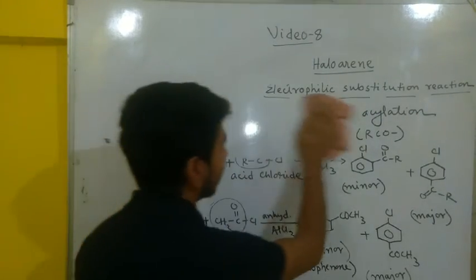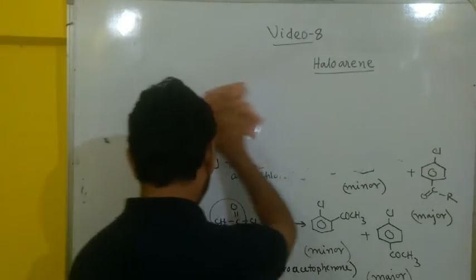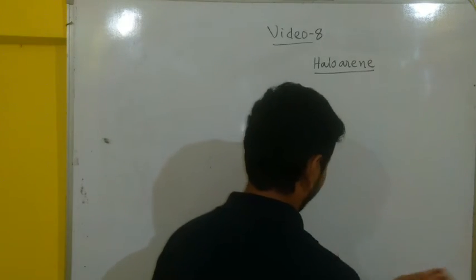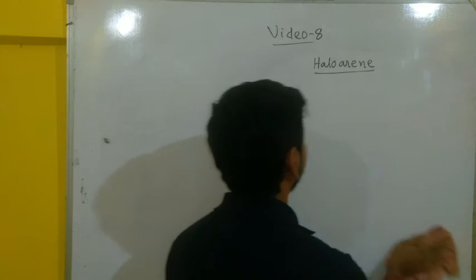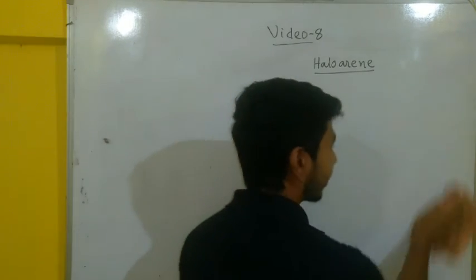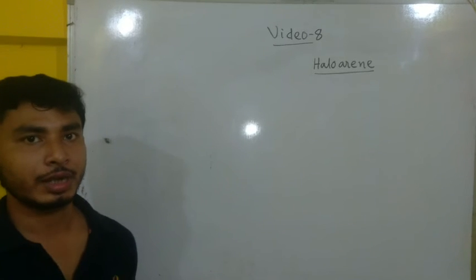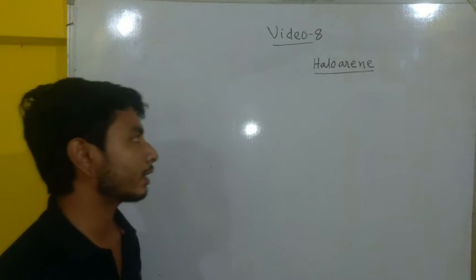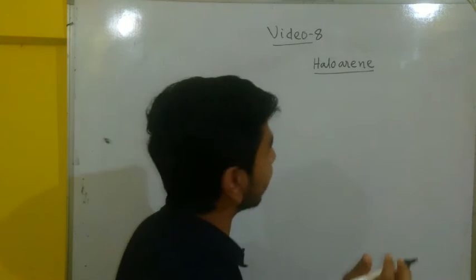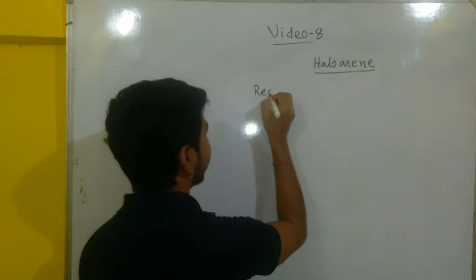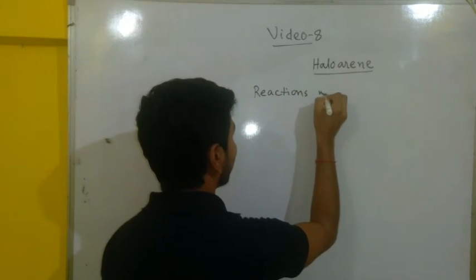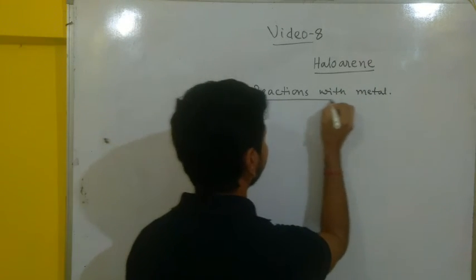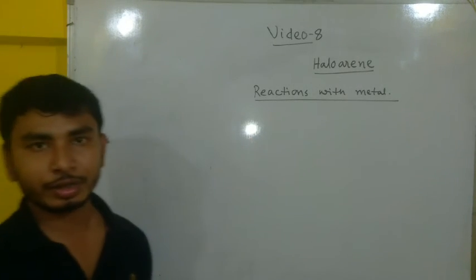Now we are going to discuss the reactions with metal. The first category of reaction was the nucleophilic substitution reactions. The second category is the electrophilic substitution reactions. And now we are going to discuss the reactions with the metal. That is the third category of reaction.